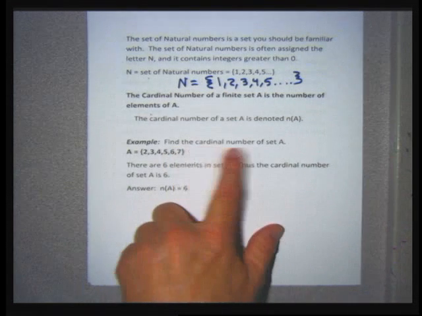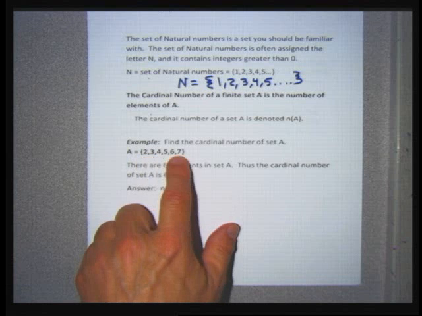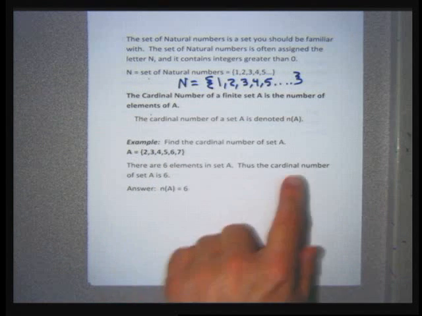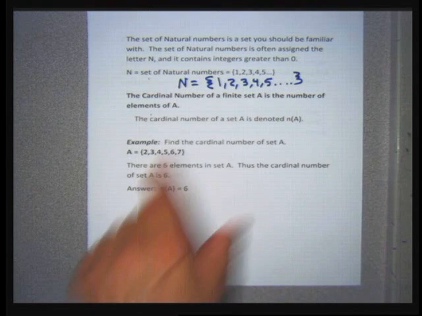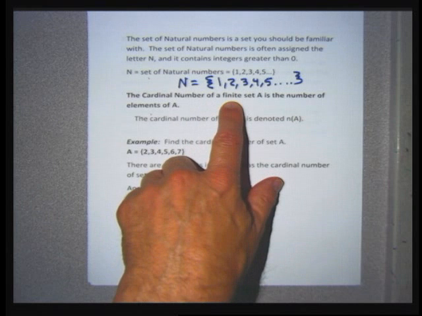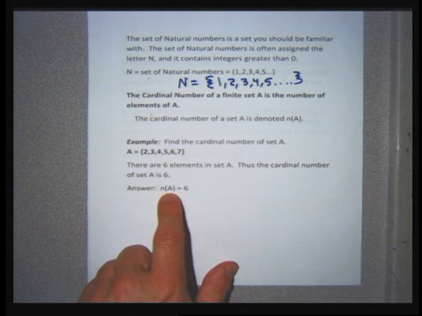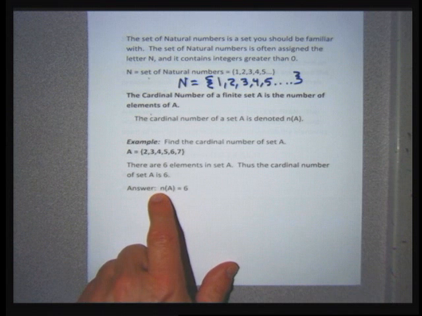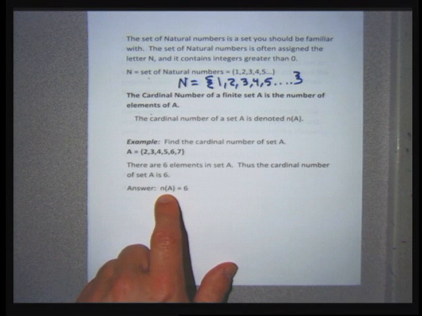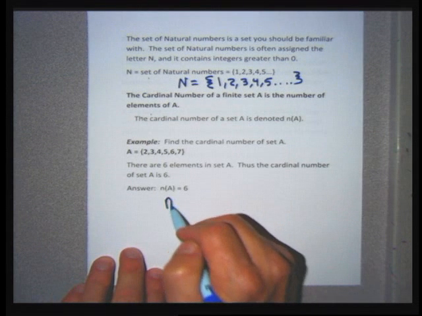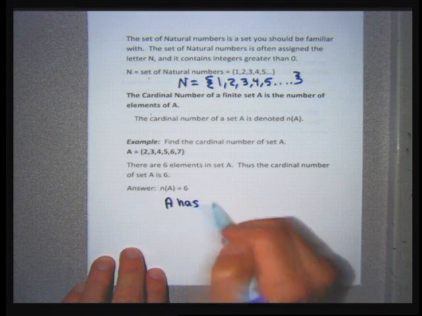So here's an example. Find the cardinal number of set A, where A is the set 2, 3, 4, 5, 6, and 7. Well, A has 6 elements in it, 1, 2, 3, 4, 5, 6 elements in it. Thus, the cardinal number of set A is 6, because the cardinal number of a finite set, there's no such thing as a cardinal number of an infinite set, is the number of elements in the set. This set A has 6 elements, so I'm going to write symbolically, nice: the number of elements in set A is 6, using the symbol, small n followed by parentheses with the set name, that stands for the number of elements, or the cardinal number.